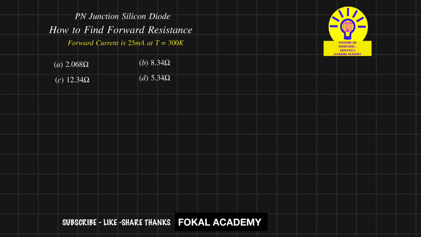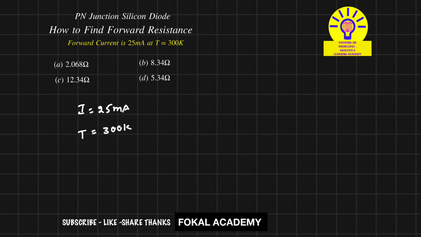At that time we have a forward current given as 25 milliamperes at room temperature 300 Kelvin. How can you find the forward resistance? This is the problem. First of all, write the given data. The forward current I is given as 25 milliamperes and the temperature T is given as 300 Kelvin.